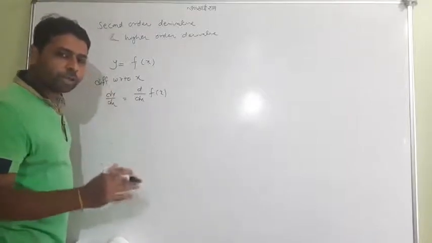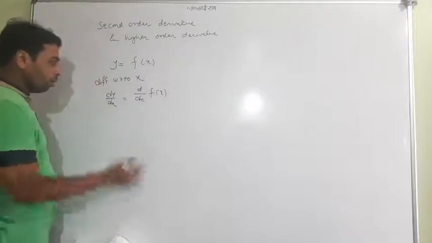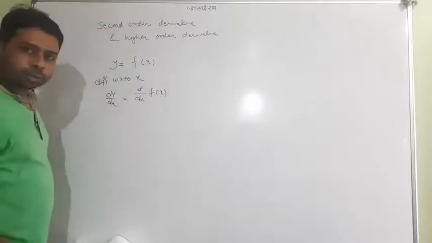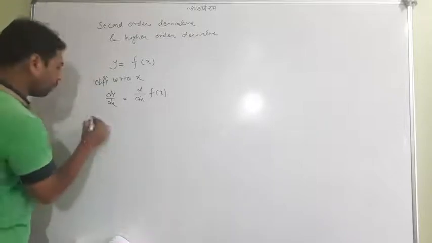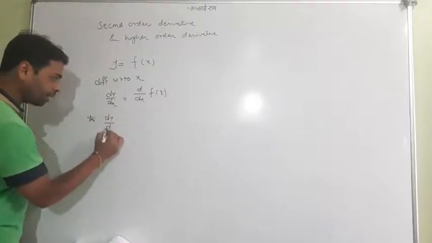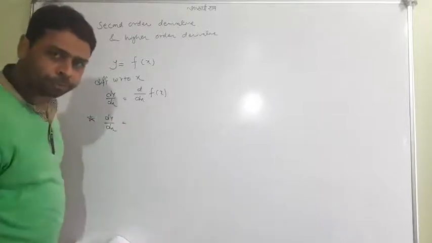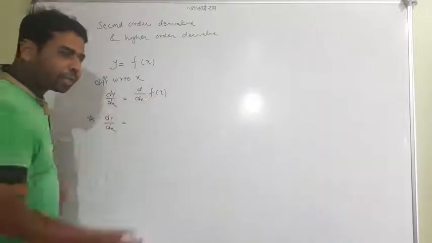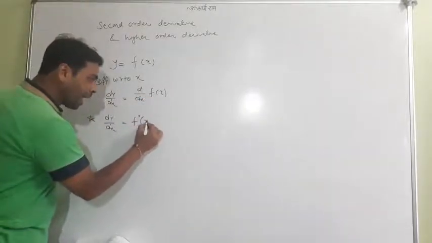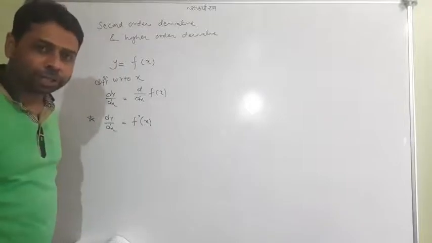Now just try to understand what I'm telling you. This is dy by dx. It is called simple. Look at this term. dy by dx is a symbol of first differentiation. d by dx of f of x will be called f dash x. f dash x is a symbol.